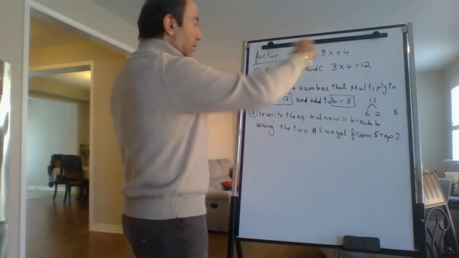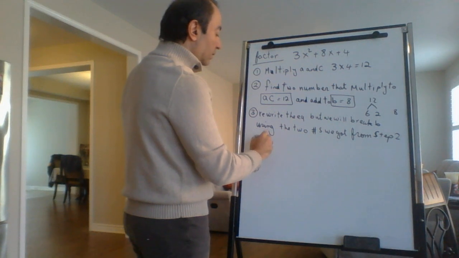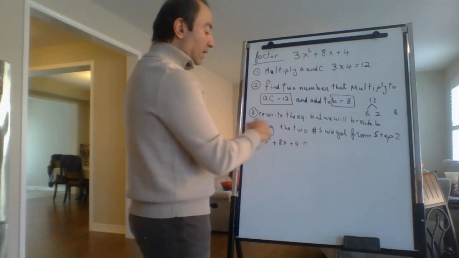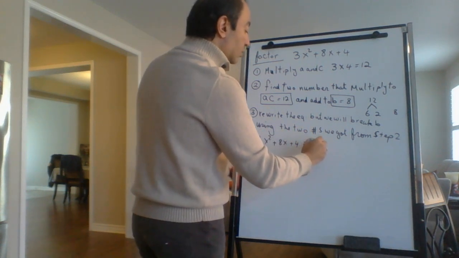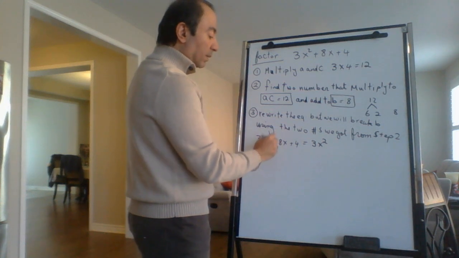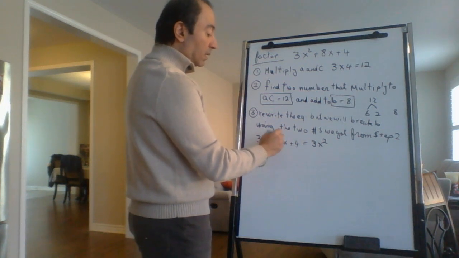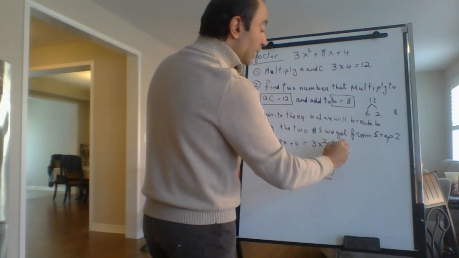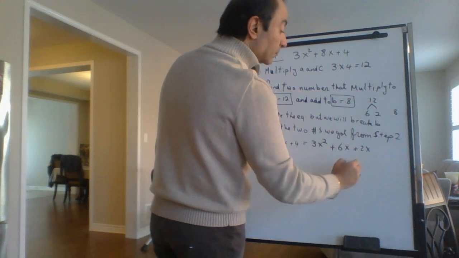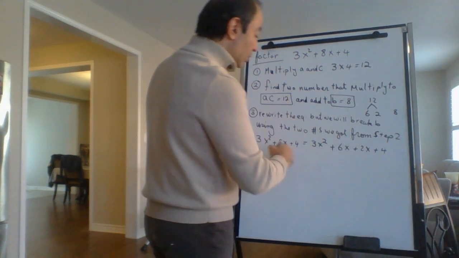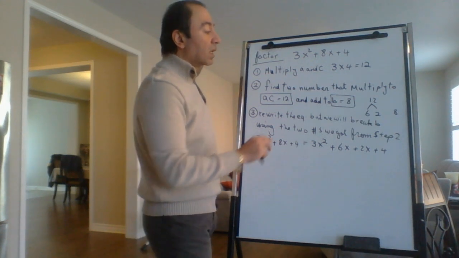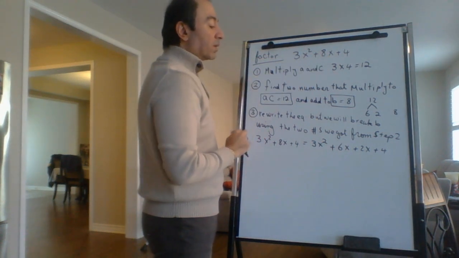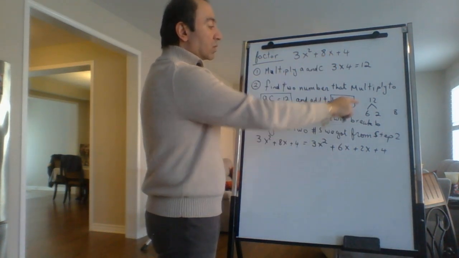What does that mean? You see this equation, 3x squared plus 8x plus 4. I can rewrite this again, 3x squared, but instead of the middle term being 8x, I can write it using these two numbers. 8x is the same thing as 6x plus 2x, plus 4. So this equation and this equation are the same. The only difference is I have used the two numbers I got from step 2 instead of the middle term here. Instead of bx, I used these two numbers.